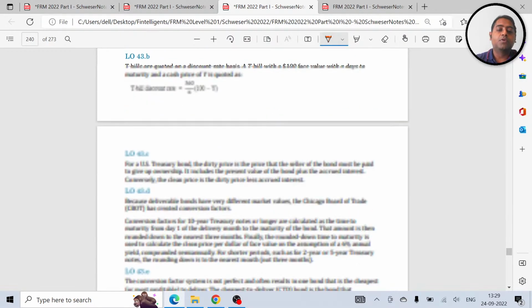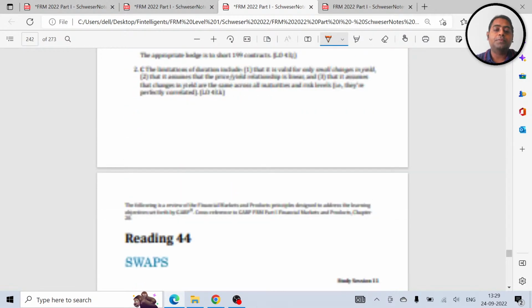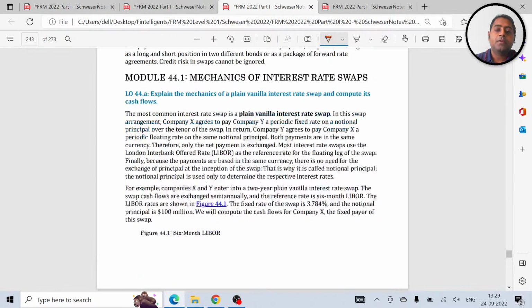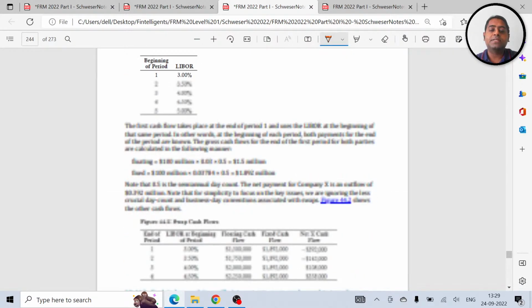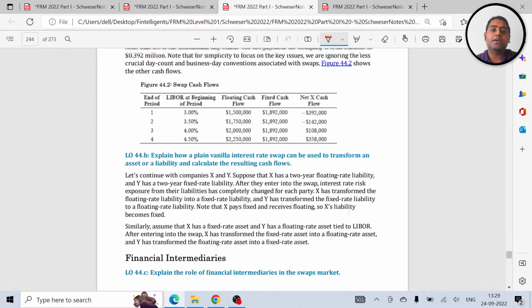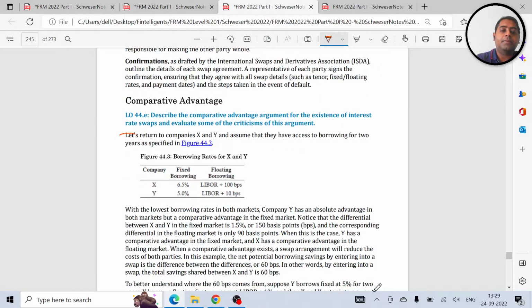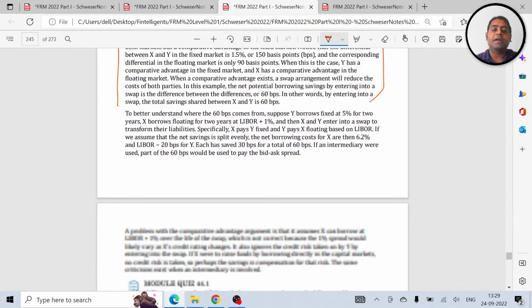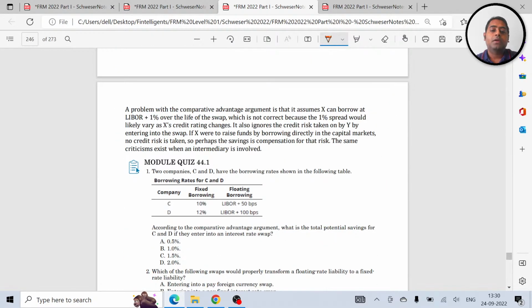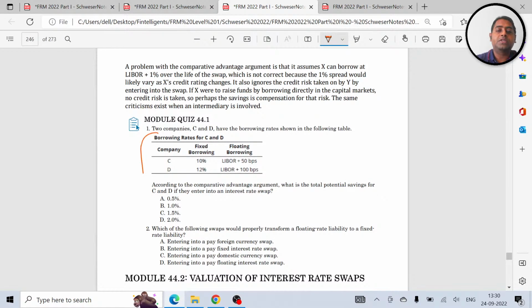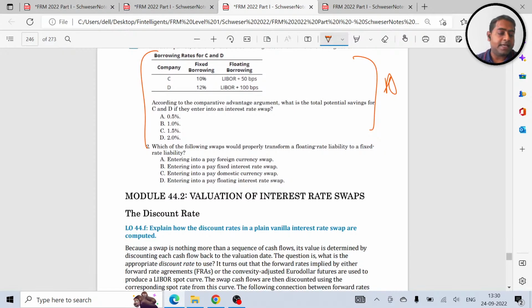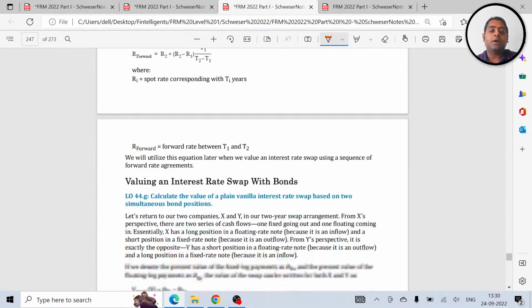Let us move towards the swap part, the swap chapter, which is the final chapter of book 3. Okay. First few sections are okay. They are very, very basic. So that is not important. Financial intermediary is okay. This part, comparative advantage, important. Mark this as star. Comparative advantage is important. Okay. You can also look at this question, which is testing the comparative advantage. Mark this as star. Discount rate is okay.